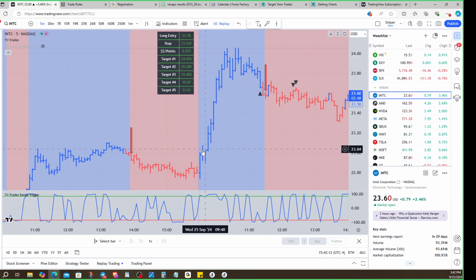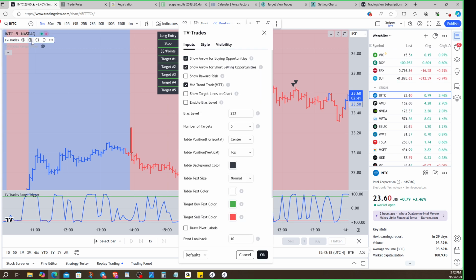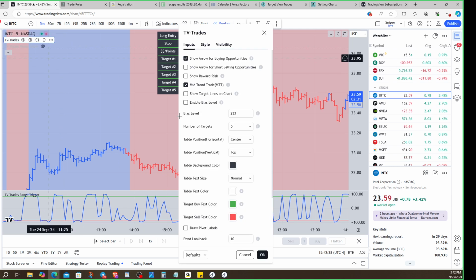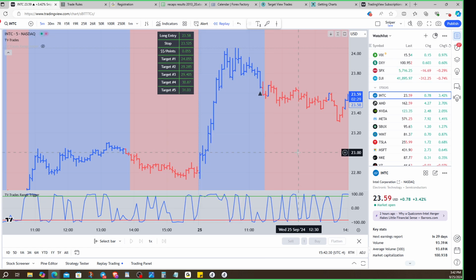I don't know why you don't have an arrow right there. Let me see. Do we have anything on there? No, we don't. If I just shut that off and do this. Nope, we don't. You don't even have a mid-trend, do you? No. Well, it is what it is.